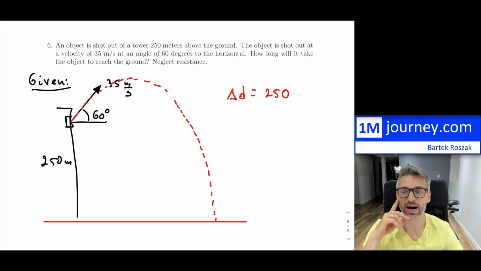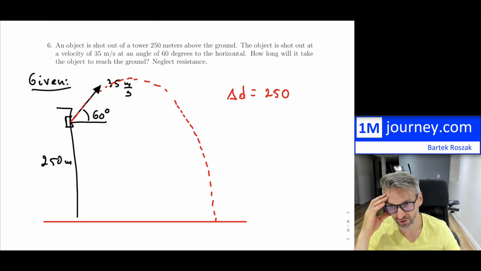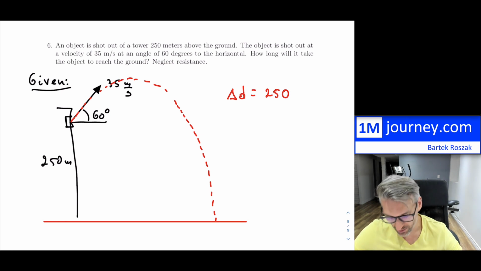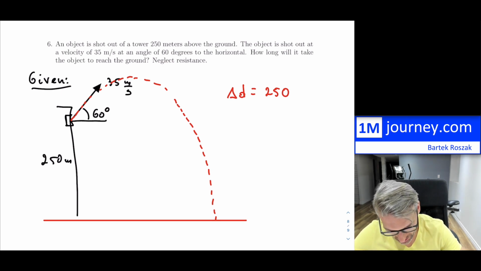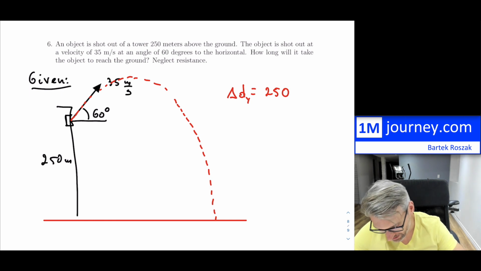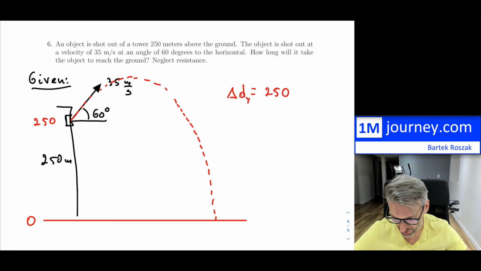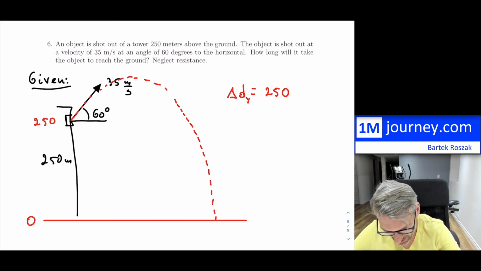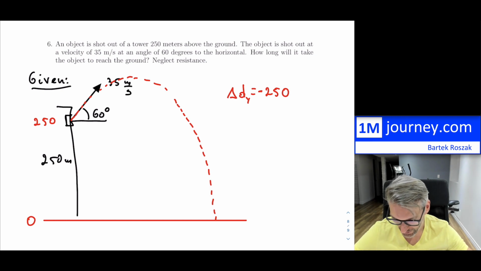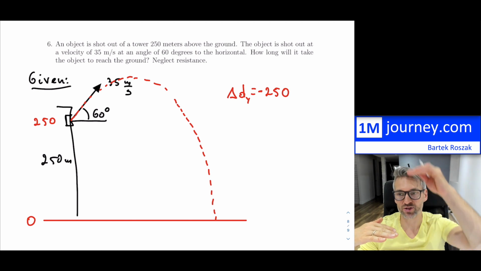That depends on how you set your references. So just be careful here because you're going to be working in the y component. So in the y component, the displacement, if you assume that this is 0 and this is 250 meters up above, then the displacement is 0 minus 250, so that would be negative 250, because the final is 0 and the initial is 250 above it.